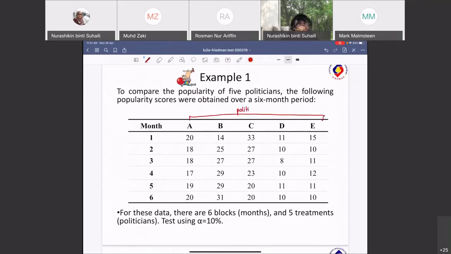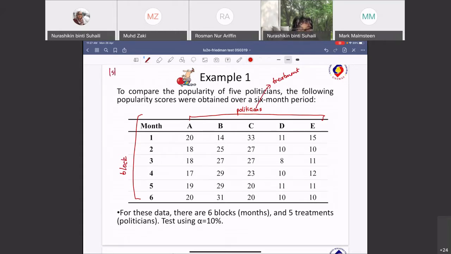So if you see the table here, this one is actually referring to politicians. There are 5 politicians, and these are months. So that is what is meant by 2 factors. The first factor is the politician, the treatment. Normally, the first thing that we compare is called treatment. And the treatments are compared across another factor, the second factor, which is called block. So there are 2 factors.